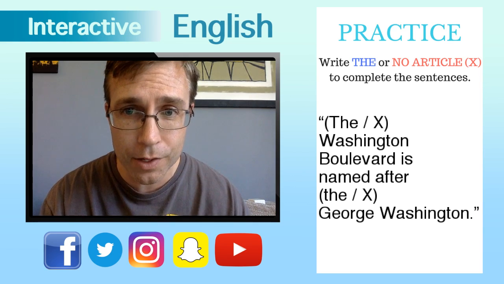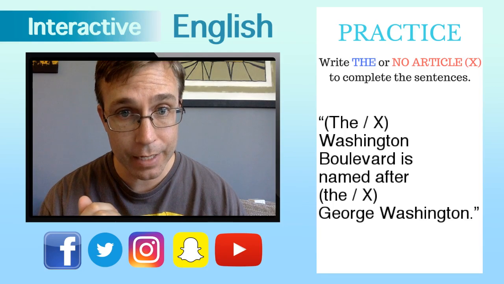And George Washington. Little American history question for you. George Washington is a person. He was a general during the Revolutionary War and the first president of the United States. So, what do you think? Again, there are two nouns. We're talking about Washington Boulevard, a street, and George Washington, a person. Washington Boulevard is named after George Washington.